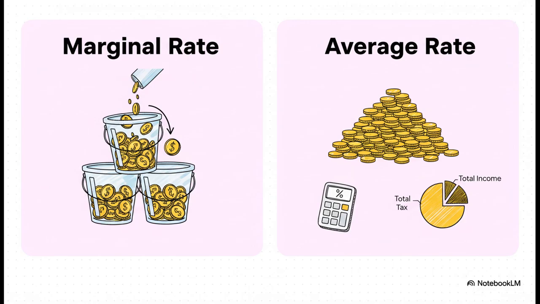All right, listen up, because this is probably the single most misunderstood concept in all of taxes. For real. People hear they're in the 24% tax bracket, and they freak out, thinking their entire income is getting taxed at 24%. No, that's not how it works. Your marginal rate is just the tax on your very last dollar earned, and your next one. Your average rate is what you actually pay on your total income.